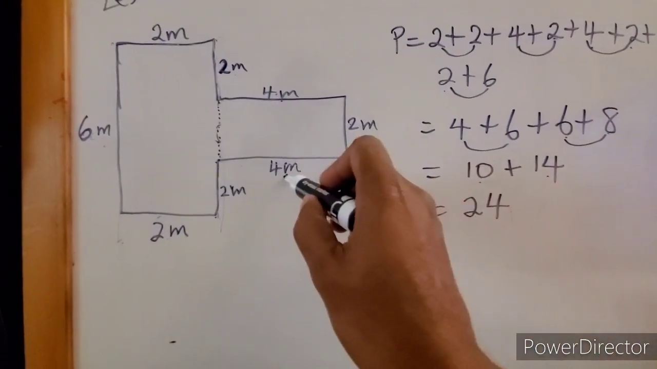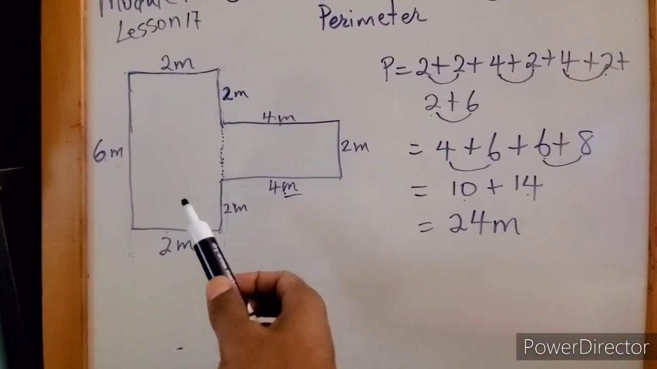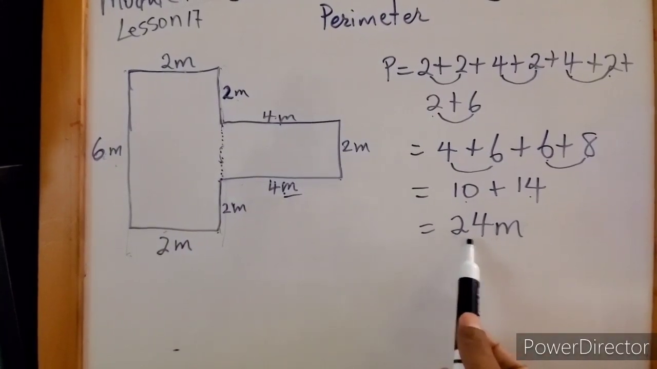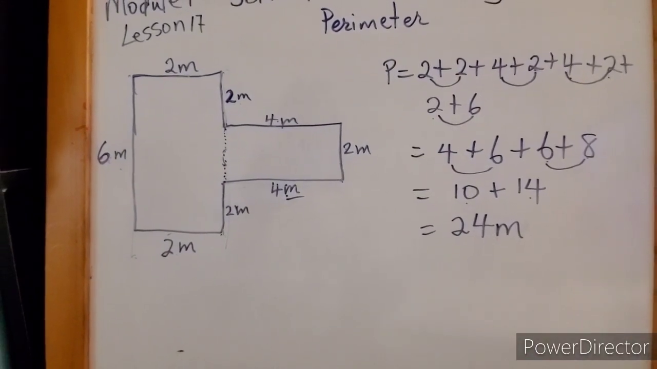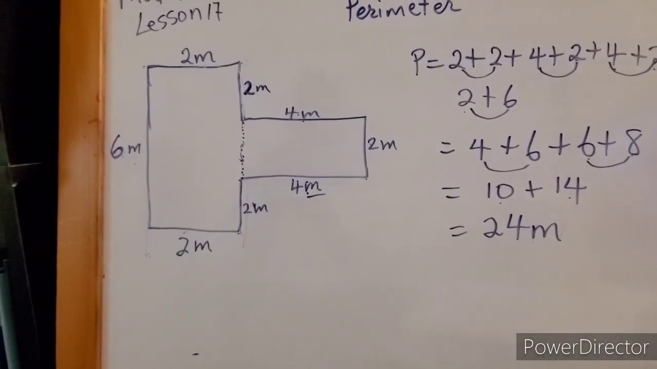And what is the unit? The unit is meters. So all the way around this object, the perimeter is 24 meters. Okay? Because it's the distance around the object. Let's do one more.